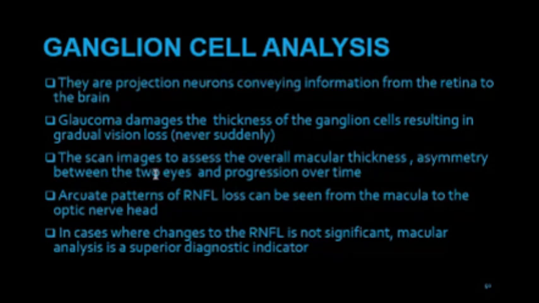The scan images assess the overall macular thickness, asymmetry between the two eyes, and progression over time. Arcuate patterns of RNFL loss can be seen from the macula to the optic nerve head. In cases where the changes to the RNFL are not significant, macular analysis is a superior diagnostic indicator. So what we're trying to say is that macular analysis is superior to the ganglion cell analysis.